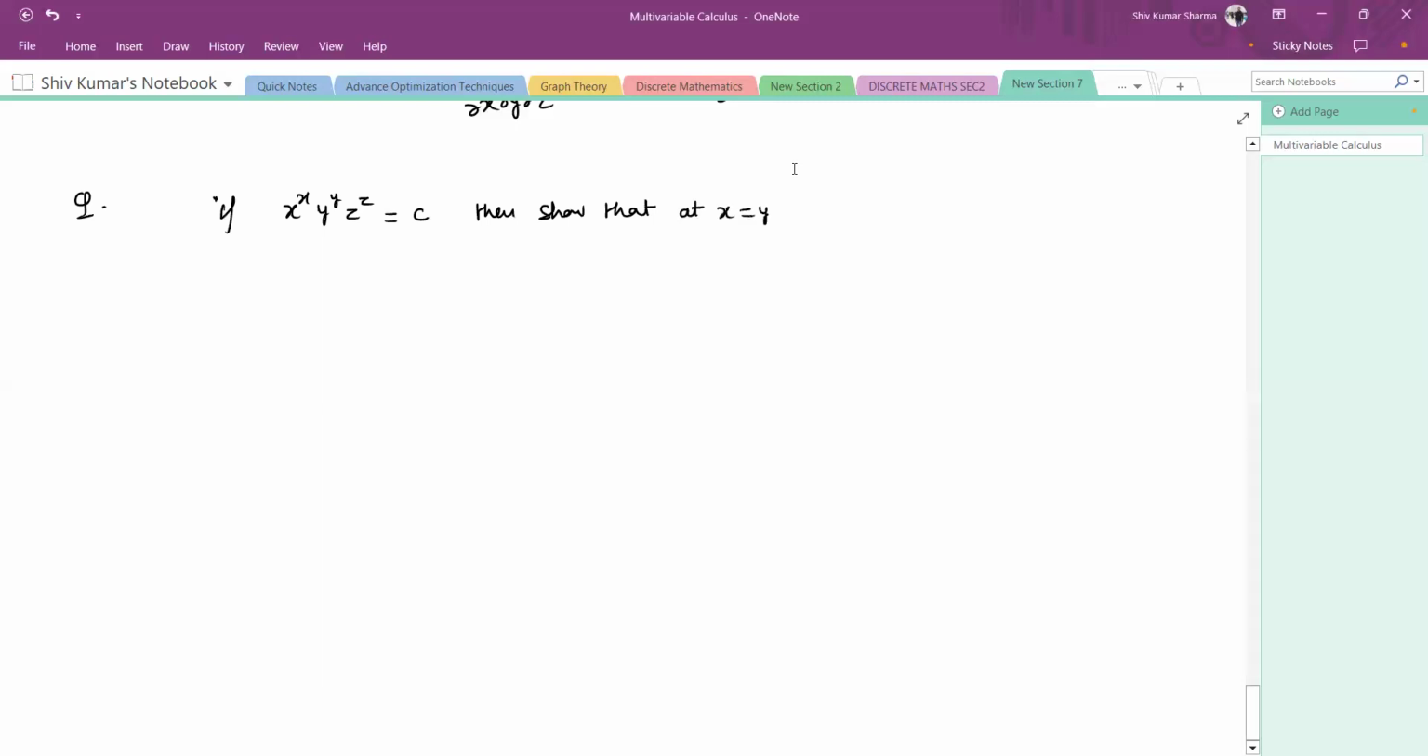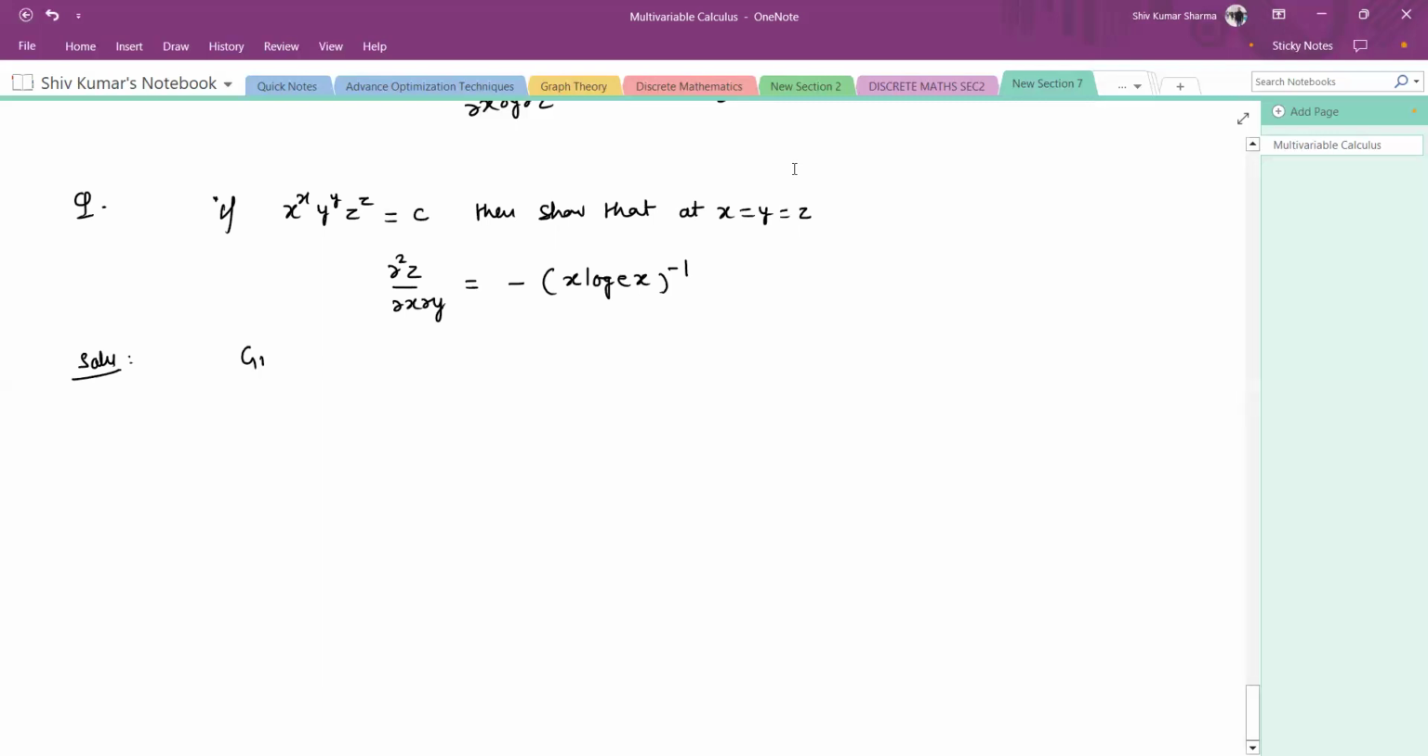at x equal to y equal to z, the value of del square z upon del x del y is equal to minus (x log ex) raised to the power minus 1. So this is our problem. So now we solve this problem.